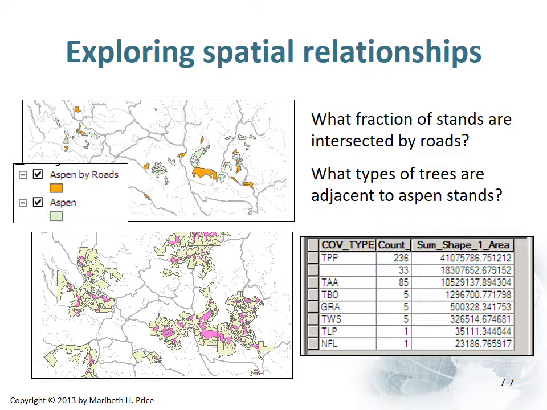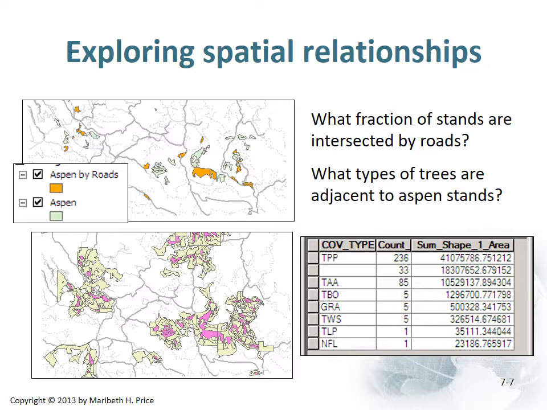And we not only can search and query the tables, we can query space. So if we're still considering aspen stands, we can ask what fraction of the stands are intersected by roads and get a count of those. We could also refine that particular query by saying, well, how many roads are going through them, and what are the lengths of the roads in total or in any particular polygon.